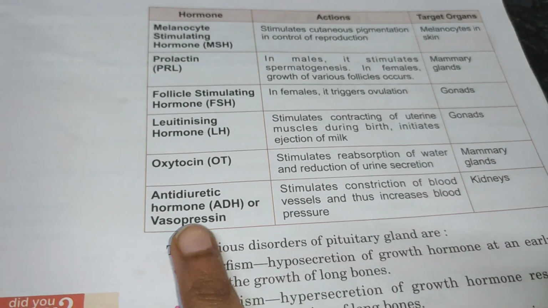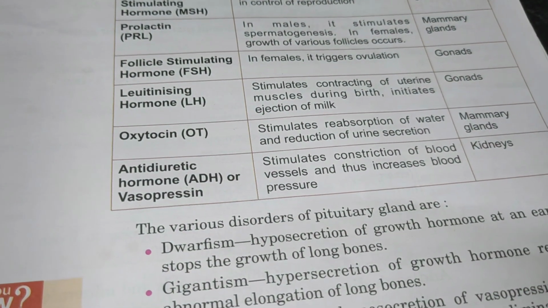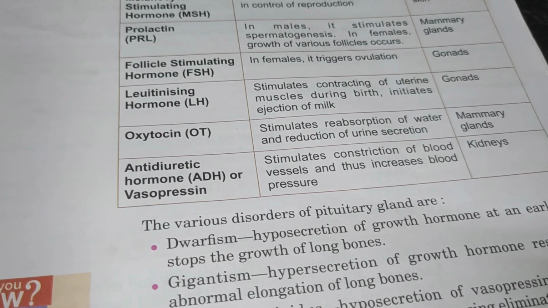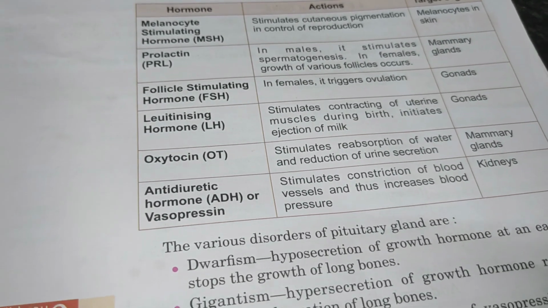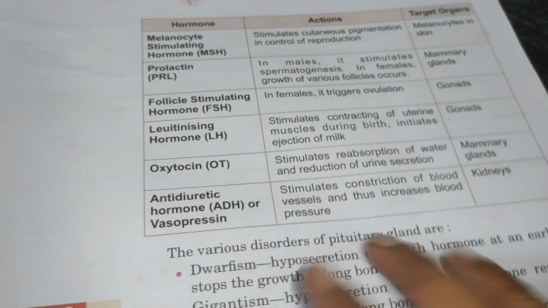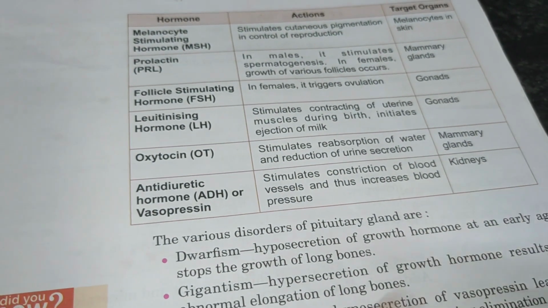Then antidiuretic hormone or vasopressin, it will stimulate constriction of blood vessels. So it will not allow the blood vessels to become very narrow, so that the blood will pass very freely. So it will increase blood pressure. The target organ is the kidneys.